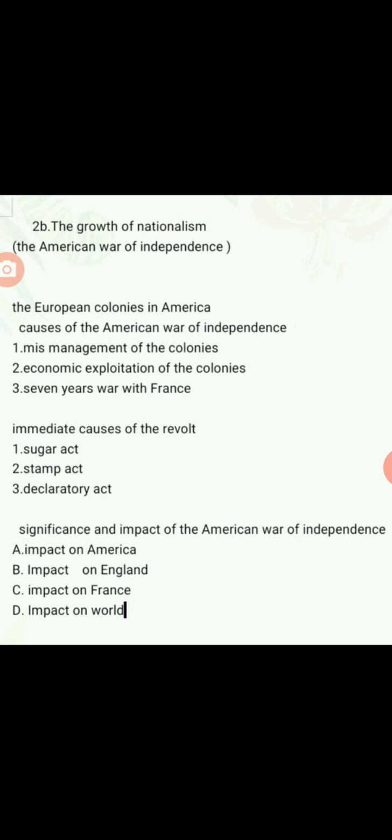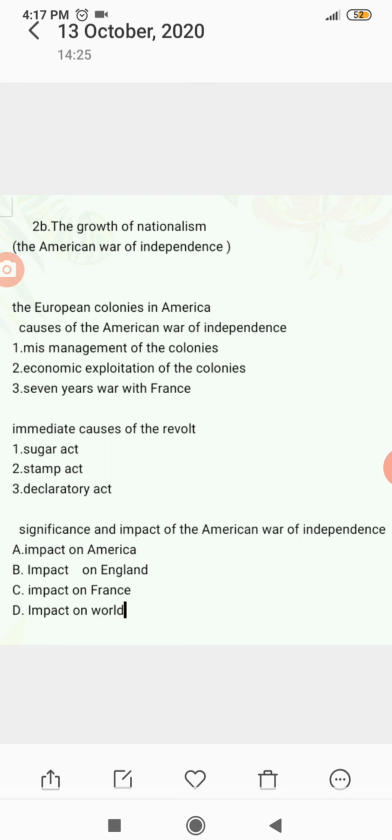For that, they created their own written constitution of 13 pages. They wanted to take action against the intolerable acts of the British government. For that, they adopted the United States Declaration of Independence on July 4, 1776, which was drafted by Thomas Jefferson. Finally, the war broke out in 1775.